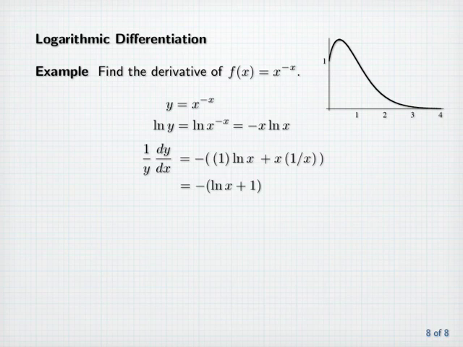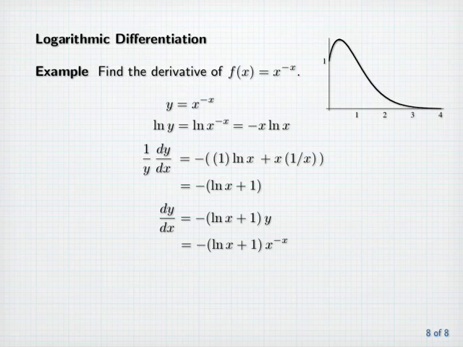Now let's multiply both sides by y to get dy dx equals minus log x plus 1 times y, but y equals the original function x to the minus x, so we finally have minus log x plus 1 times x to the minus x. So notice that there are 4 steps involved. First write y equals f of x, then take the natural log of both sides, then differentiate with respect to x, and multiply both sides by y and replace y with f of x. In the next lecture, we'll learn that the natural log function is in fact the inverse of an exponential function.